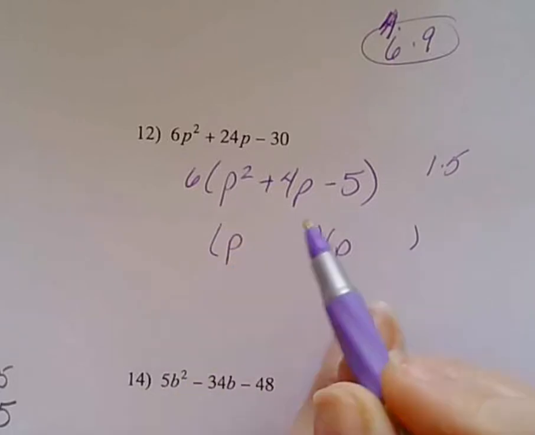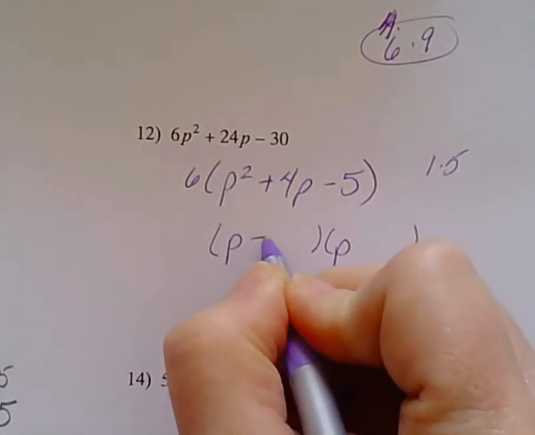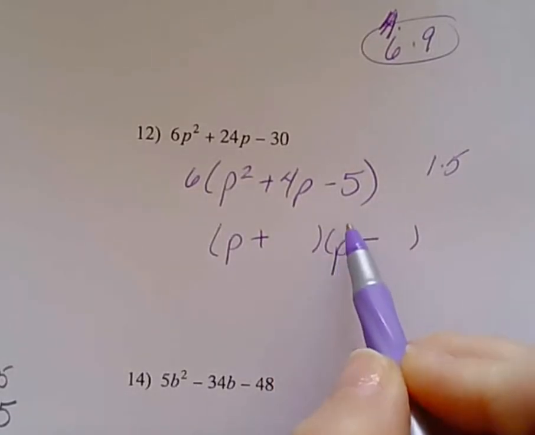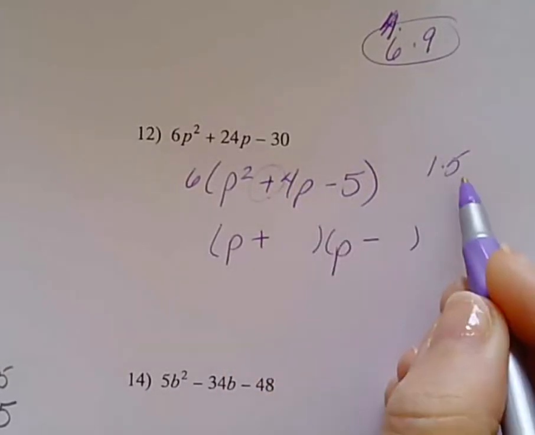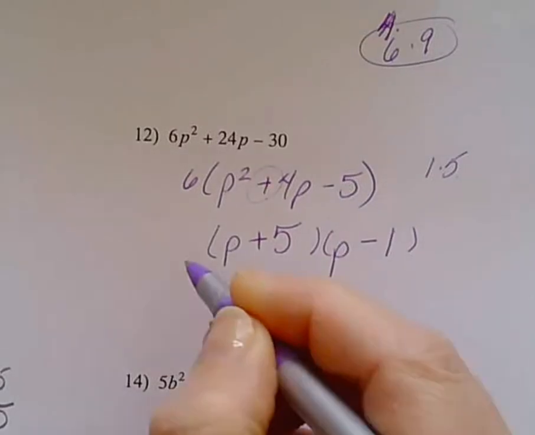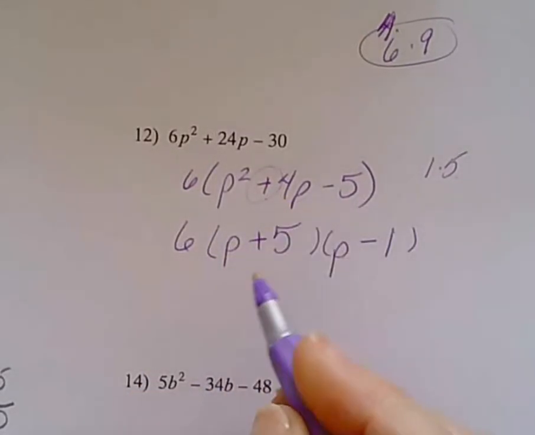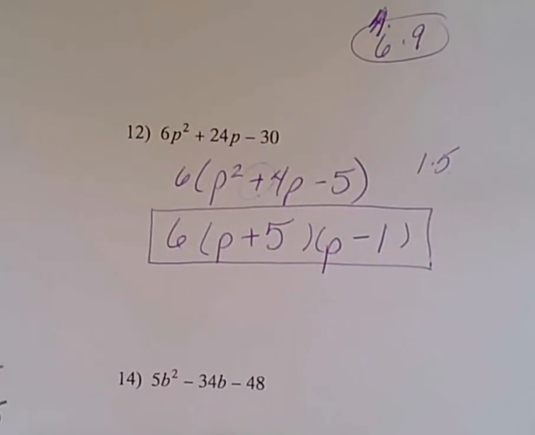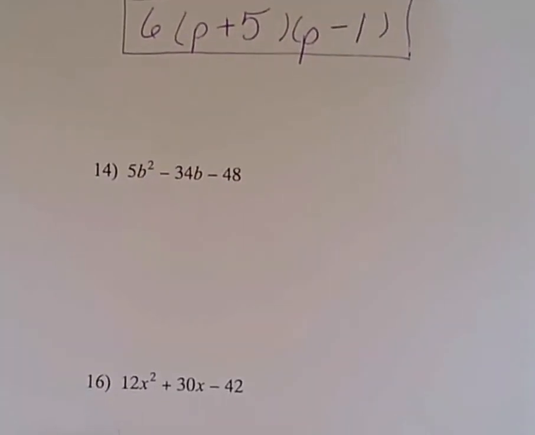So here or here. We'll figure out where those go. But we're multiplying to get a negative 5, so one's positive and one's negative. So let's see, because this is a positive 4, the positive goes with the bigger number, and the minus with the smaller number. Bring down your 6. Minus 1 plus 5 is plus 4. That's number 12 factored. Number 14, look for a GCF.